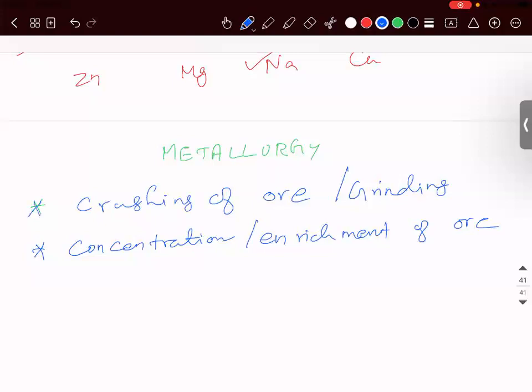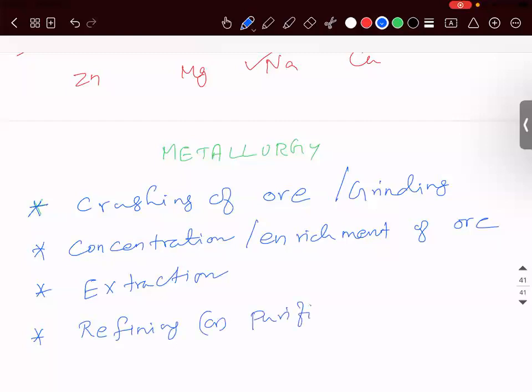Then extraction of metal. After concentrating, you need to extract the metal. For example, you are having copper sulfate along with the aluminium sulfate like that. So you need to extract only the copper sulfate. So you need to extract only the copper. That is known as extraction. Okay. And then finally, it will come refining or purification. So these are the four steps always involved in the metallurgy.